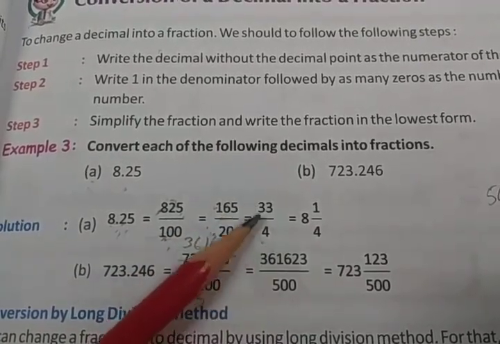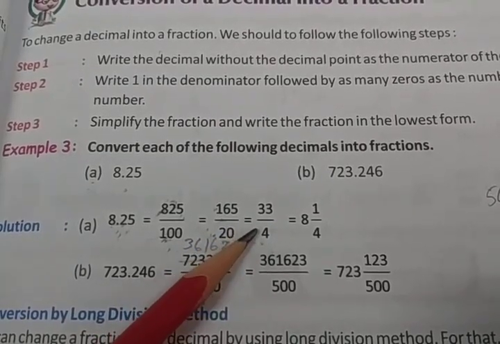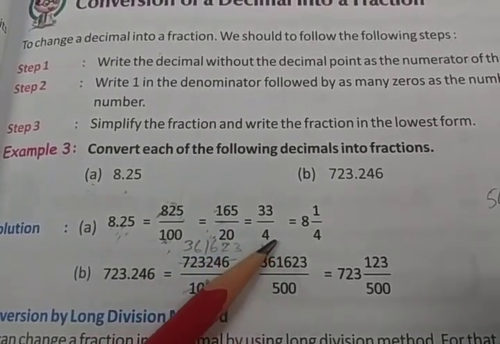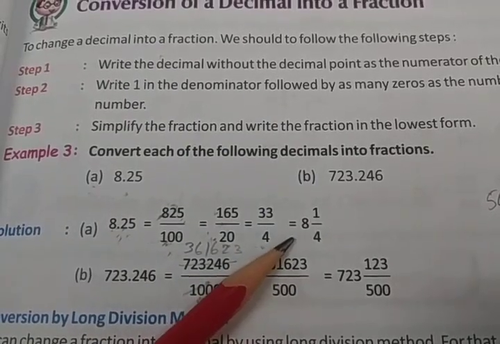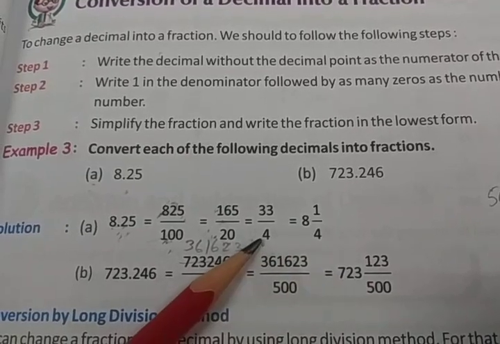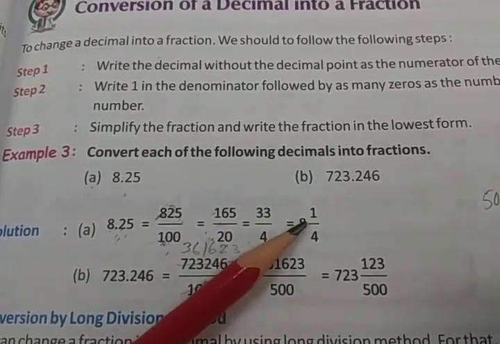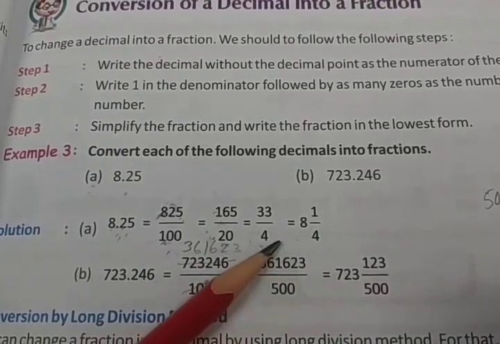Again this is an improper fraction. We will not leave our answer as an improper fraction. We have to give it either as a proper fraction or as a mixed fraction. So what we have to do is divide this number by 4. 4 8s are 32 and 1 remains, that will become the numerator and 4 becomes the denominator.